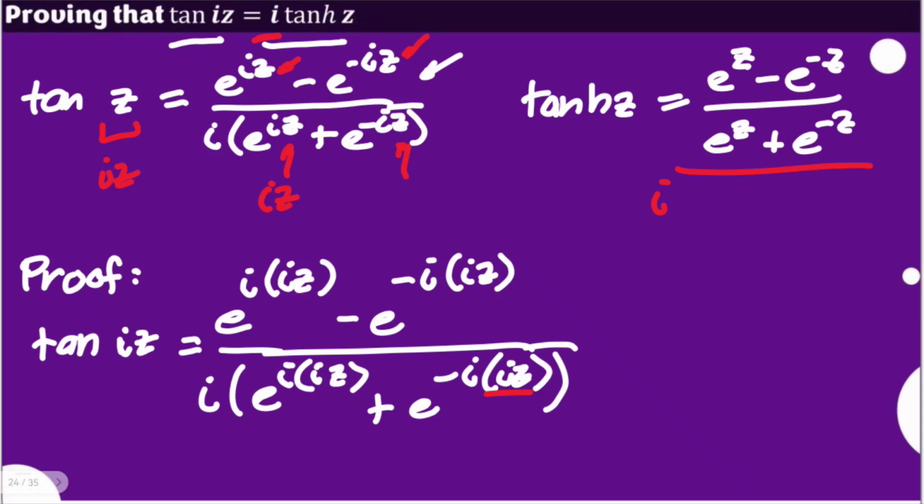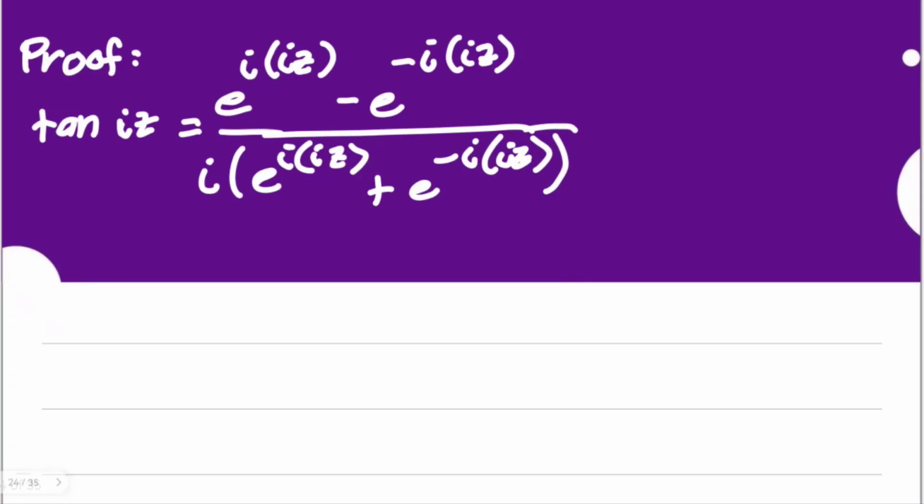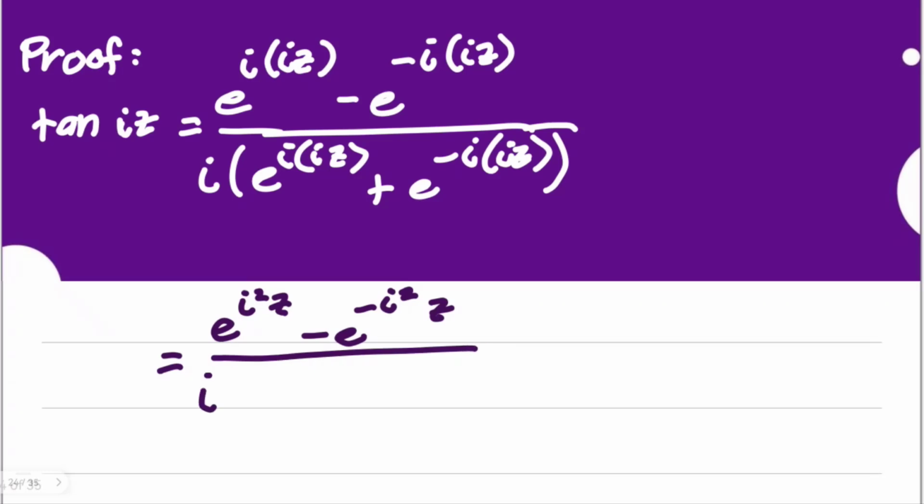What is to be done next is to simply multiply all of this so we could have one form. We will have e to the power of i squared z minus e to the power of negative i squared z, that's for the numerator. Denominator, i times e to the power of i squared z plus e to the power of negative i squared z. Now, we all have i squareds here.